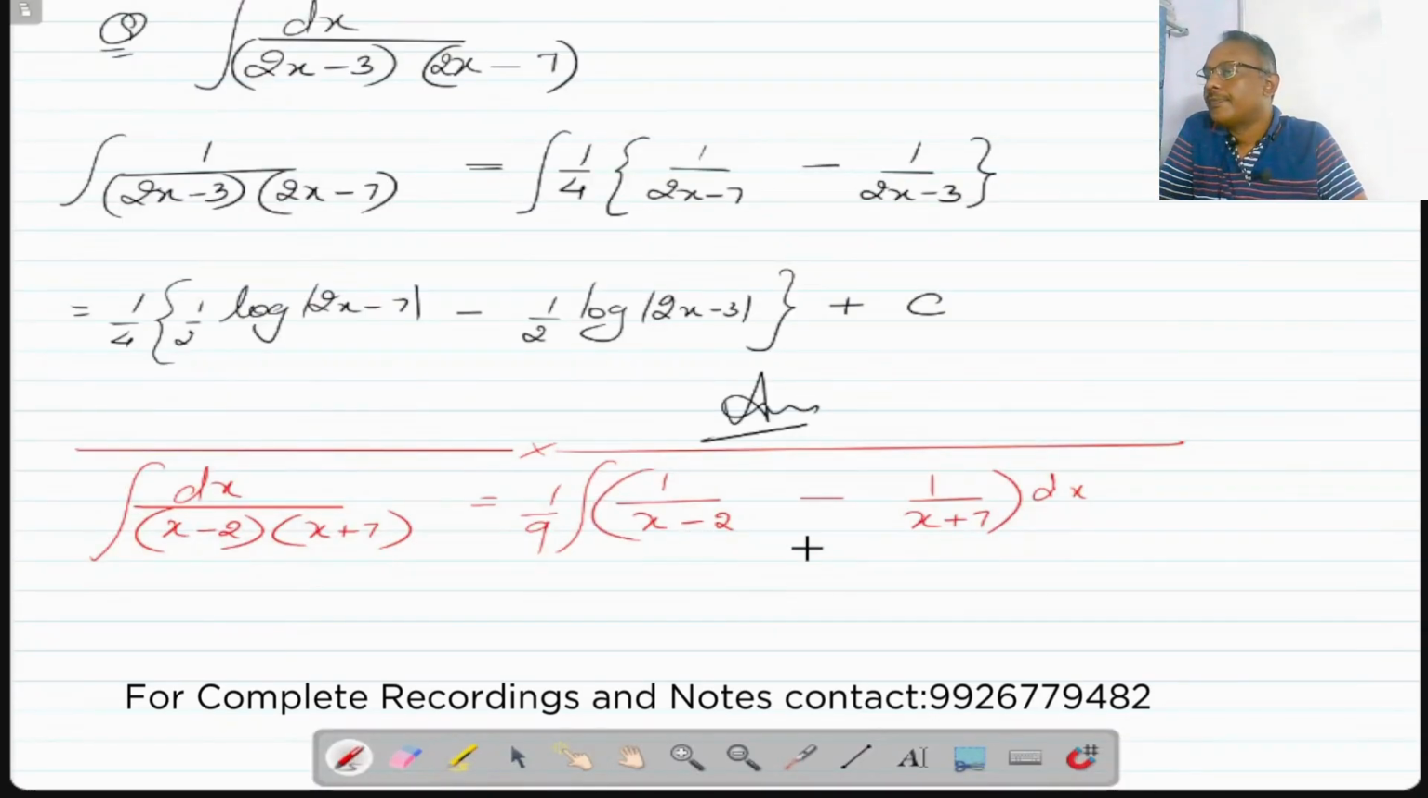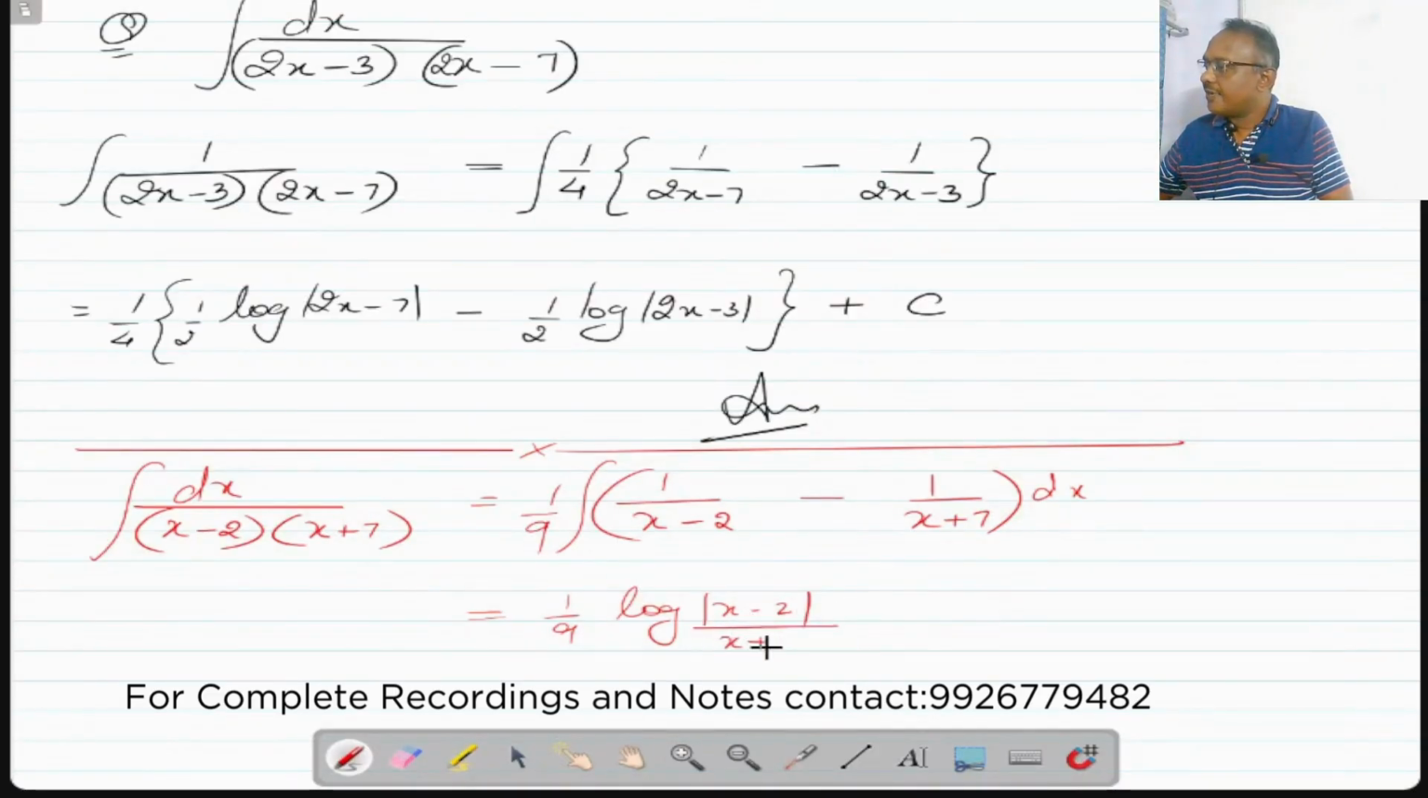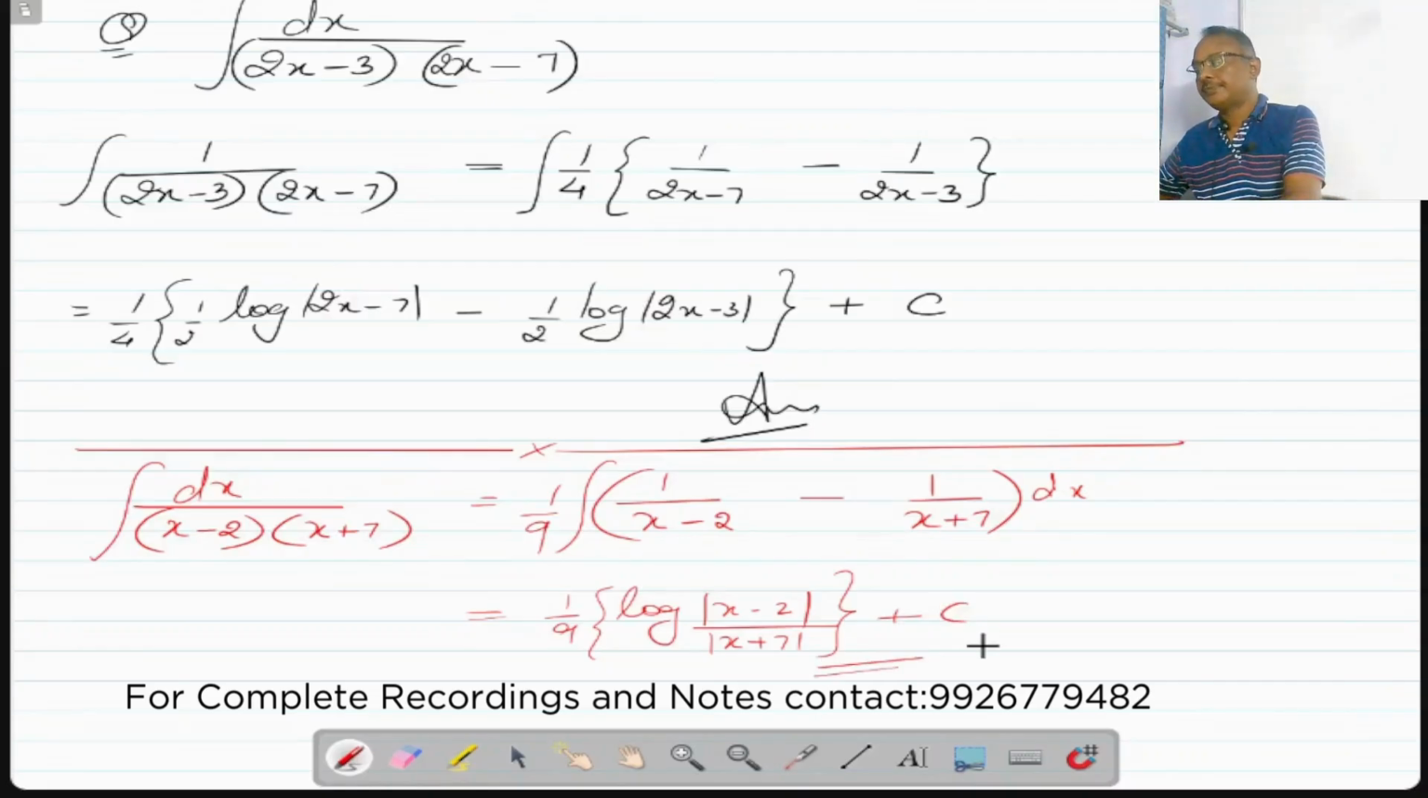सही है? You may test it, take an LCM. ठीक है? तभी भी you will have this 9 and you will reach back. Answer would become log of x minus 2 minus log of x plus 7, log a minus log b को कर दिया, and that's the answer. Fine.